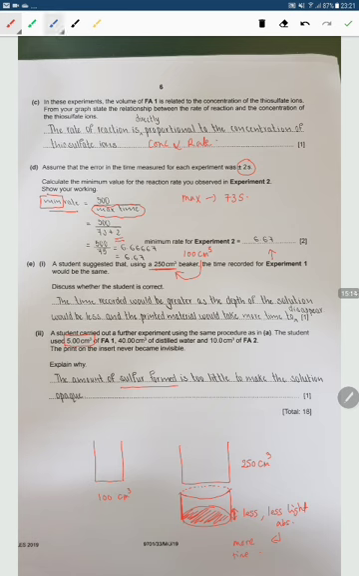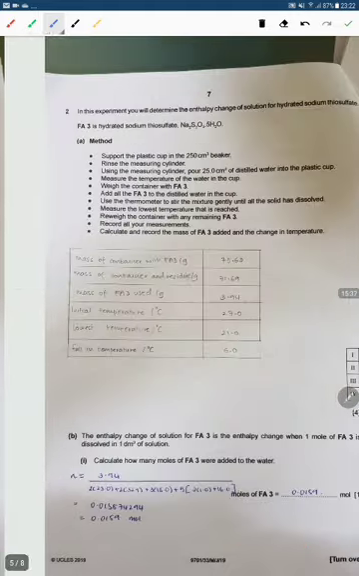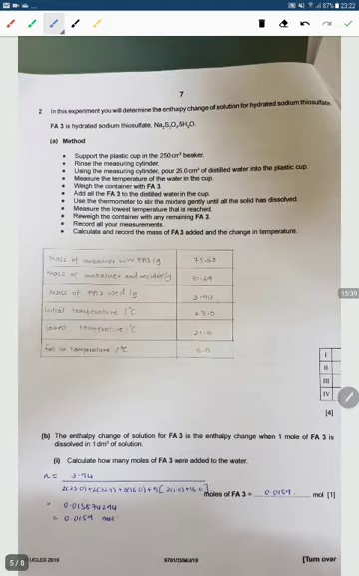So always use high concentration as far as possible, and to have high concentration, always use large volumes. You have in them less judgment error, right? So that is for question number 1. Let's look at question number 2. Question number 2, we have a question on Fe3, which is sodium thiosulfate.